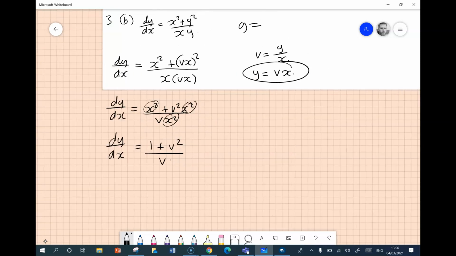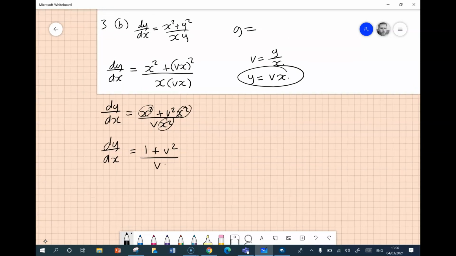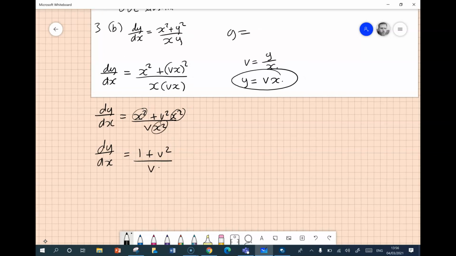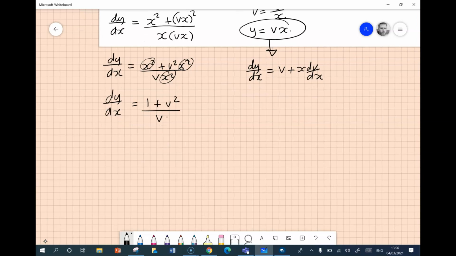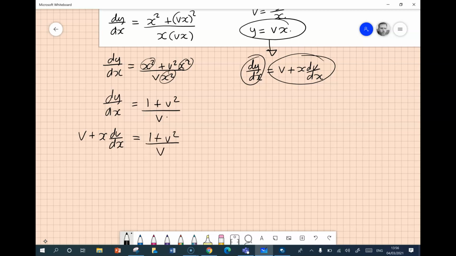So now we've got a dy/dx, which I don't want because I don't have y's anymore, so I just want a dv/dx. I'm going to use what I have here. Just like in the last example, dy/dx is equal to v plus x dv/dx. Look back at the last video if you want to recap the derivative of that. So everywhere I have dy/dx, I can replace it with this. So I've got v plus x times dv/dx equals (1 plus v squared) over v.